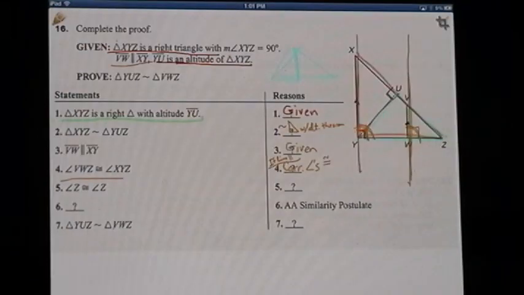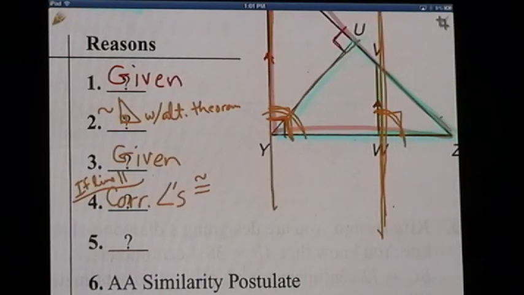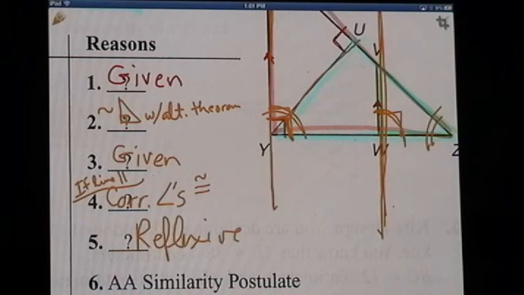All right, number 5. Z is congruent to Z. Oh, that's a tough one. Z is congruent to Z. Could be reflexive. Some of you might want to call that identity, but it's not. It's reflexive.